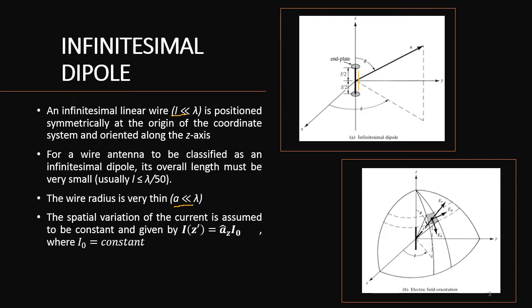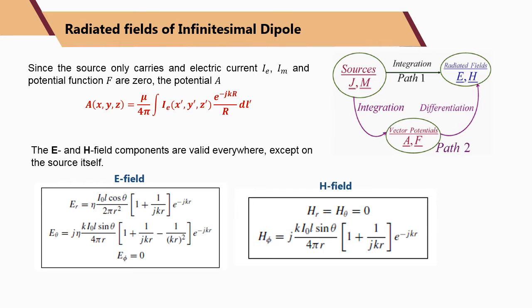So in this case, the spatial variation of the current is assumed to be constant, given by this equation: I for the structure along the z-axis equals a-z vector times I naught. So I naught is constant. Okay, the radiated fields of the infinitesimal dipole can be determined by considering the vector potentials A and F. Next, we can calculate the electric and magnetic fields from the source currents J and M.